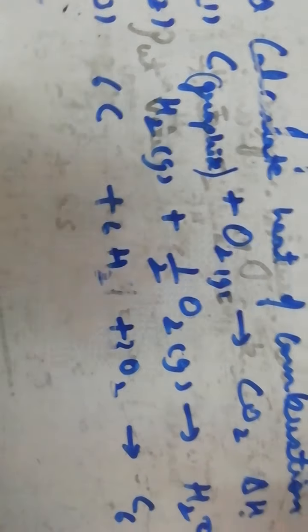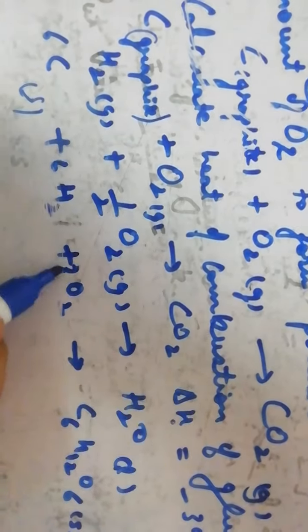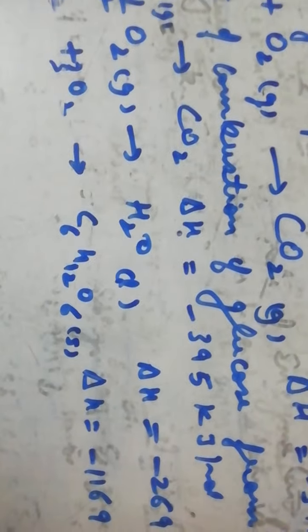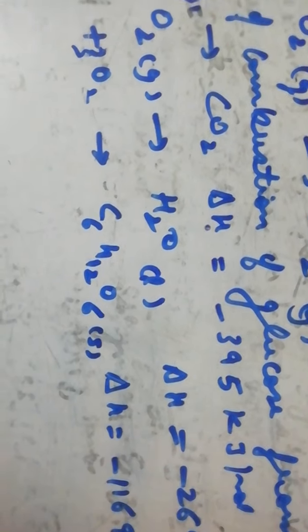Now these reactions are given. First reaction is carbon in the form of graphite, in the solid form. It reacts with oxygen in the gaseous form to give us carbon dioxide, and delta H is minus 395 kilojoules per mole. Second equation is H2 plus half O2, it gives us water, and delta H is minus 269. And third equation is 6 carbon in the solid form, graphite form, plus 6 H2 plus 3 oxygen, it gives us C6H12O6, that is glucose in the solid form, and the delta H value is minus 1169 kilojoules per mole. So we have to calculate the standard enthalpy of combustion from the given three equations.